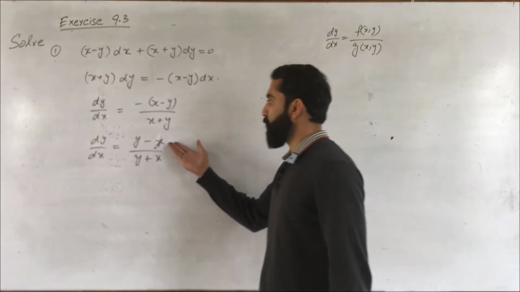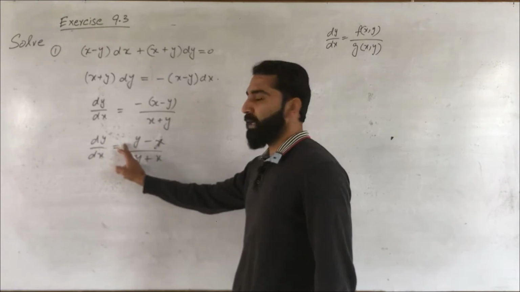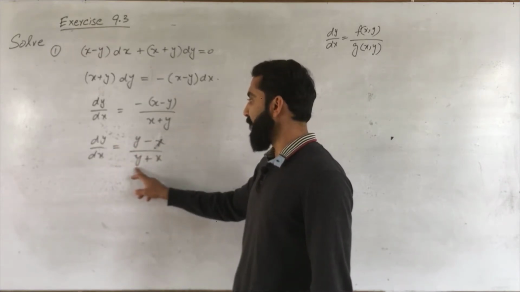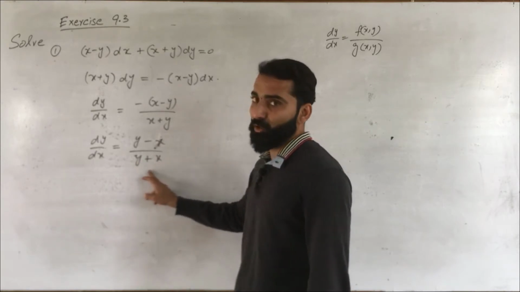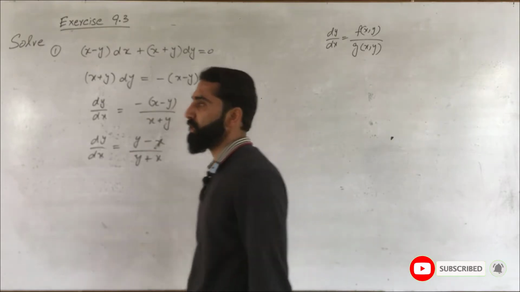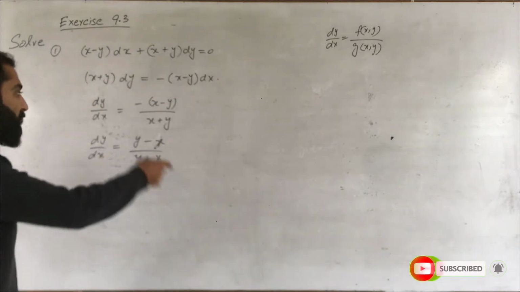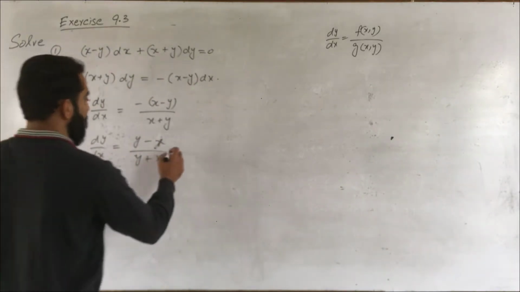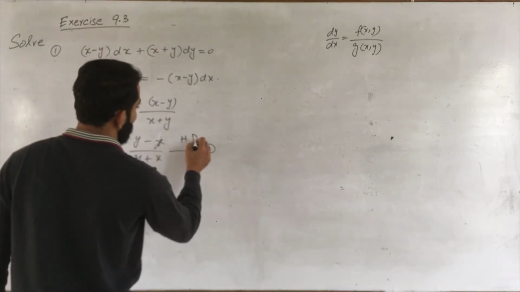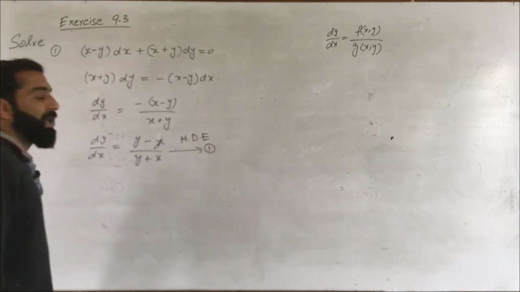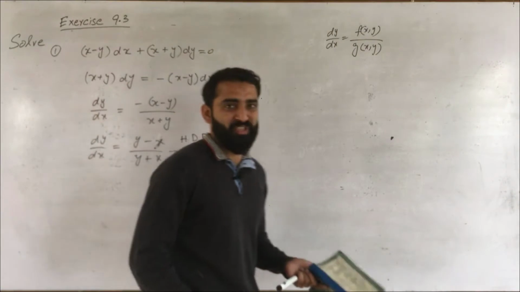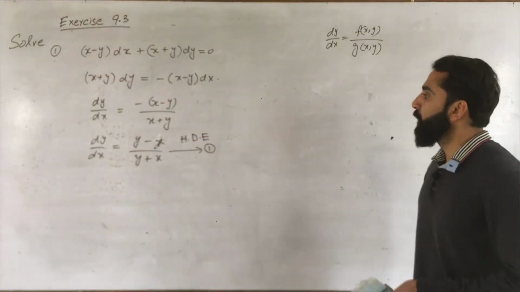We can see that if we put y is equal to ty and x is equal to tx, t is common, and in the denominator this function is also a homogeneous function. So this differential equation is a homogeneous differential equation. We named it equation 1, which is a homogeneous differential equation. DHDE is the abbreviation of homogeneous differential equation.